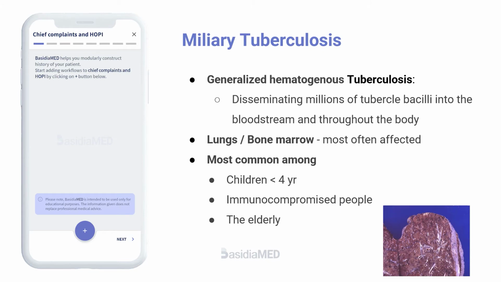Miliary tuberculosis, also known as generalized hematogenous tuberculosis, occurs when a tuberculous lesion erodes into a blood vessel, disseminating millions of tubercle bacilli into the bloodstream and throughout the body. The lungs and bone marrow are most often affected, but any site may be involved. It is most common among children less than 4 years of age, immunocompromised people, and the elderly.